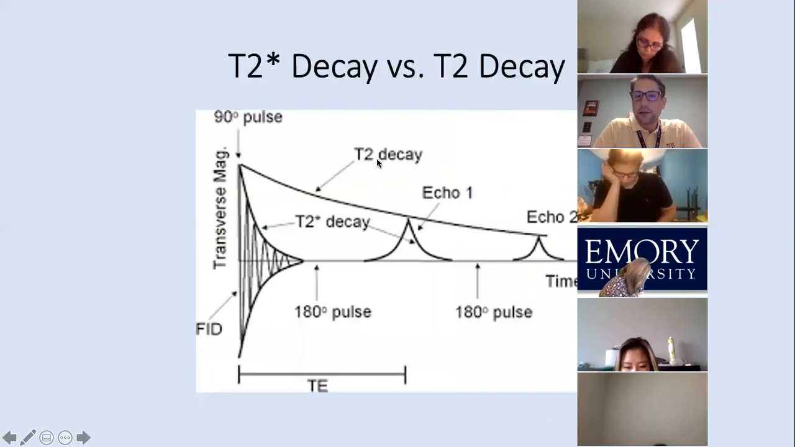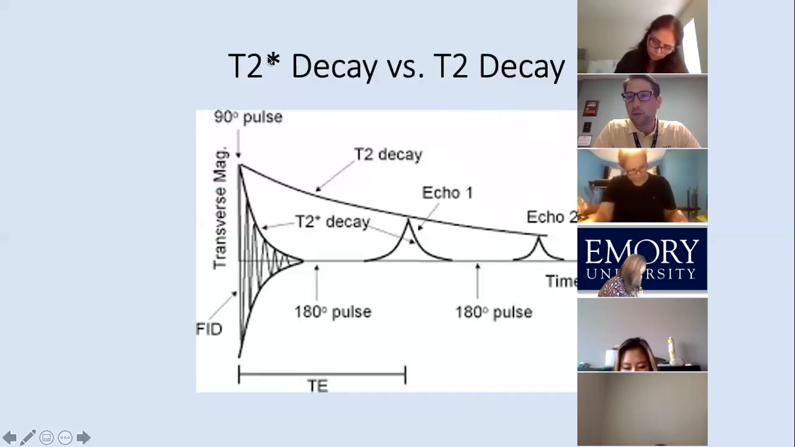Here's a good diagram of the difference between T2 decay and T2 star decay. Remember, I said T2 star decay should always be associated with gradient echoes, and regular T2 decay should always be associated with spin echo. Right here, we have a 90-degree RF pulse at the beginning. This is our transverse magnetization. This shows our signal amplitude on the y-axis, and the x-axis is over time.